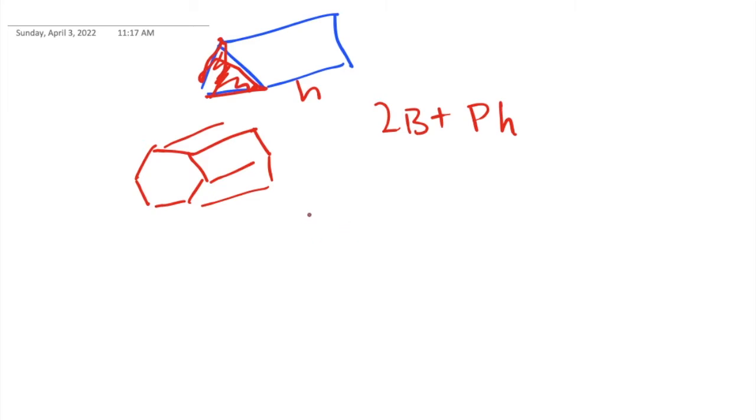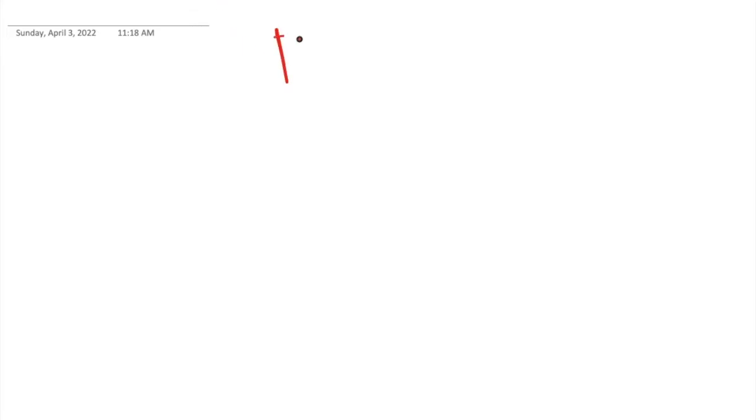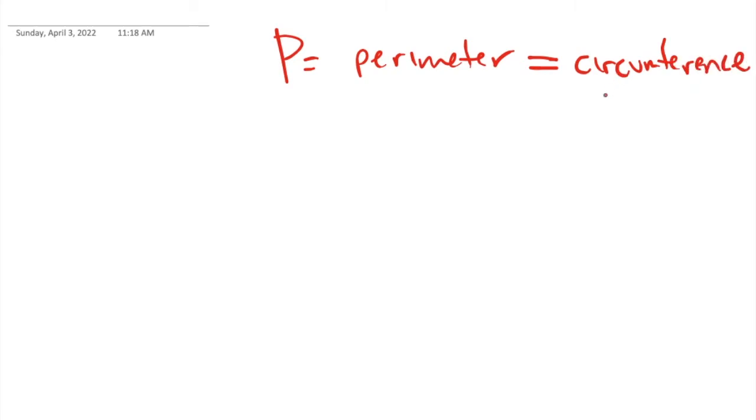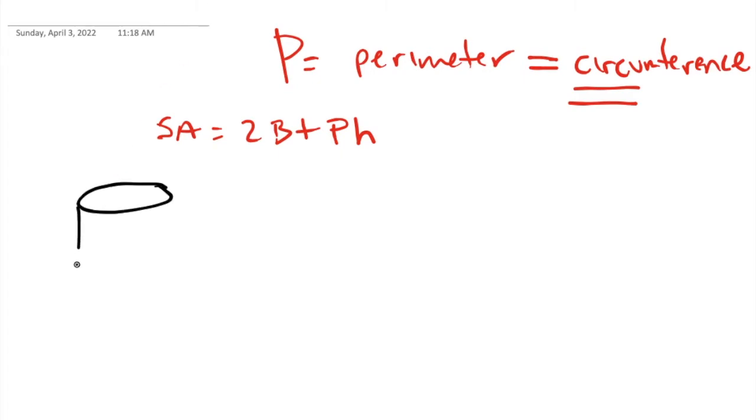So let's take a look at what it looks like in a cylinder, because we'll just have to remember that in a cylinder, P, or perimeter, is going to be the same thing as circumference. So circumference is the perimeter of a circle, the circular part. And so we use the word circumference, but really it's a form of perimeter. And if we do that, we can just learn this one formula: 2 area of the bases plus perimeter of the base times the height. So when we take a quick look at a cylinder, it'll look like this.